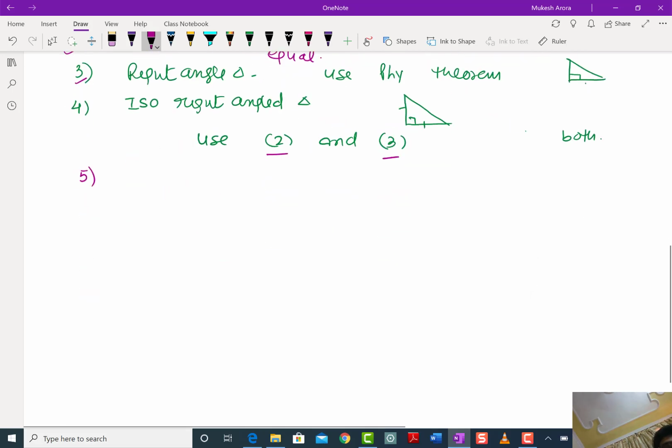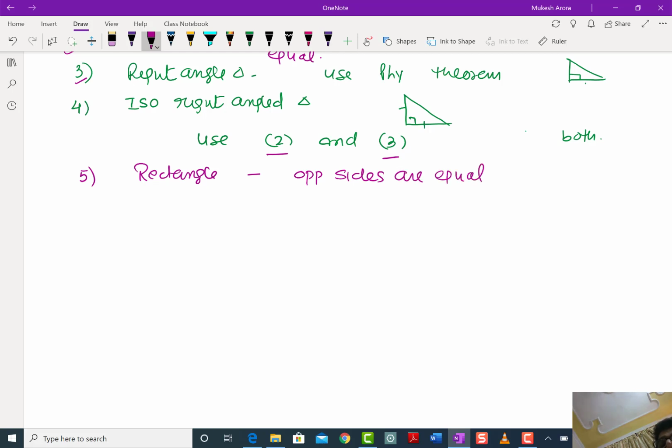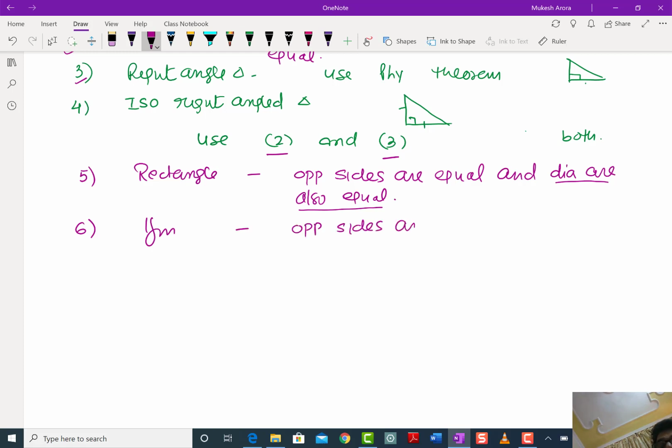Fifth, rectangle. Opposite sides are equal and diagonals are also equal. That is important. Diagonals are equal, that is more important. Why? Because in a parallelogram also opposite sides are equal and diagonals are not equal. That also you have to prove. The diagonals are not equal.